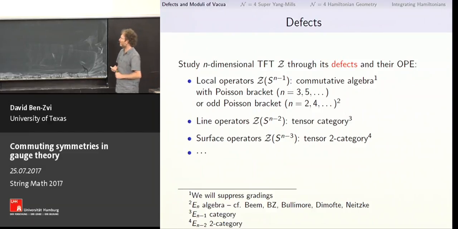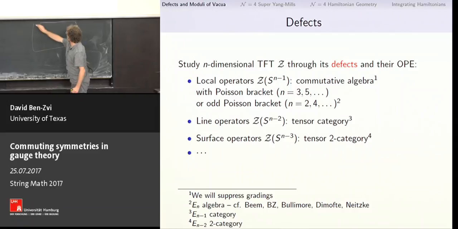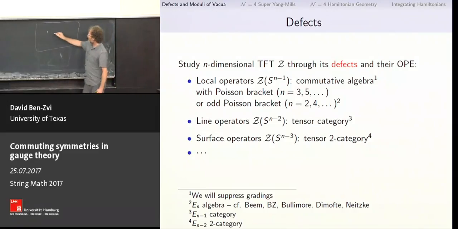So the first kind of defect we have is the idea of a local operator. Here's my n-dimensional space-time. I'm going to study local operators. These are things I can insert at points.